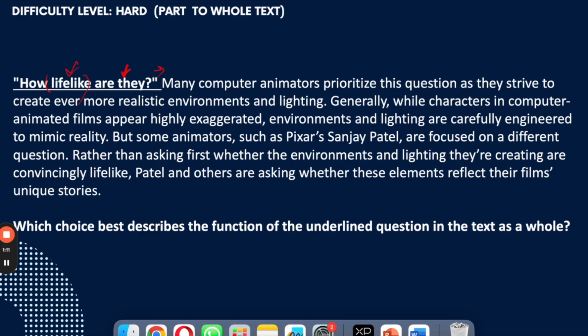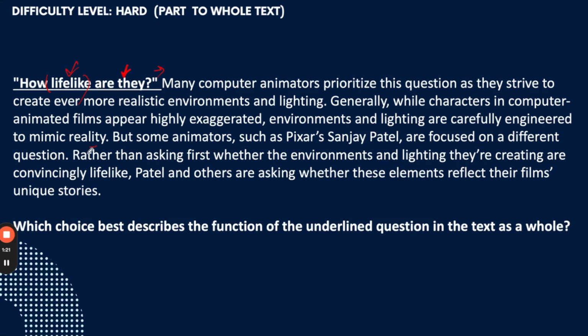Generally, while characters in computer animated films appear highly exaggerated, environments and lighting are carefully engineered to mimic reality. Now this means that although animated characters might be exaggerated, that is not realistic in their experience or actions, the surrounding environments and lighting are designed to look realistic. They are designed to look very real. Let's look at the next sentence.